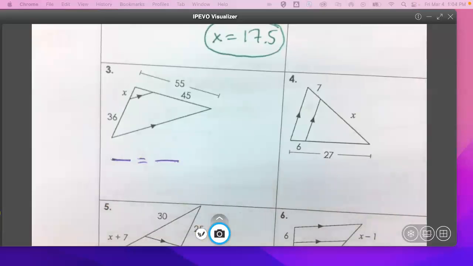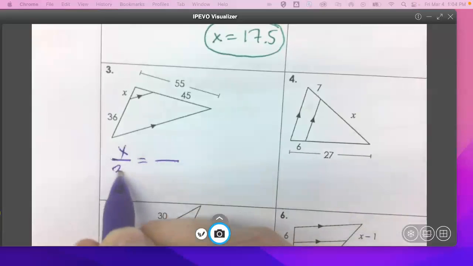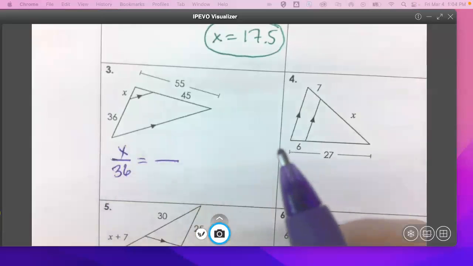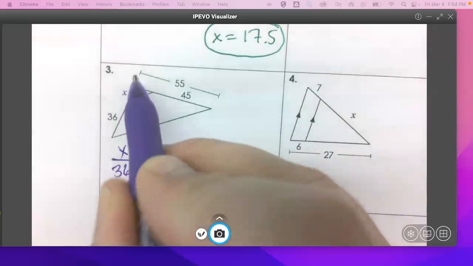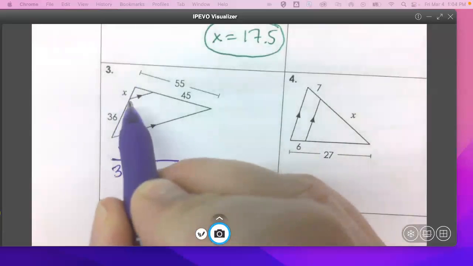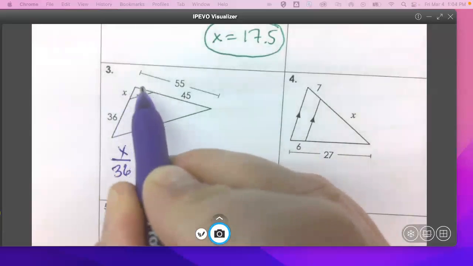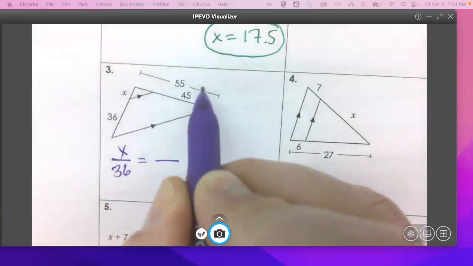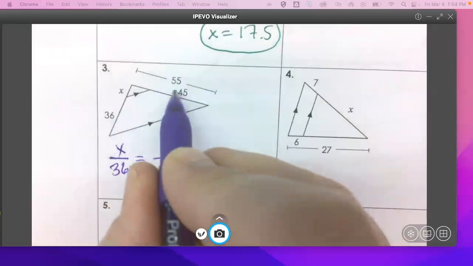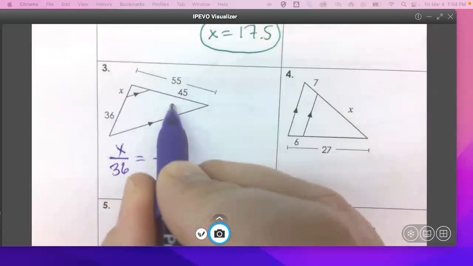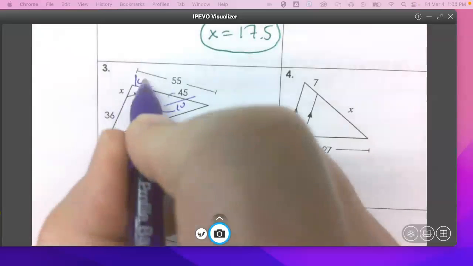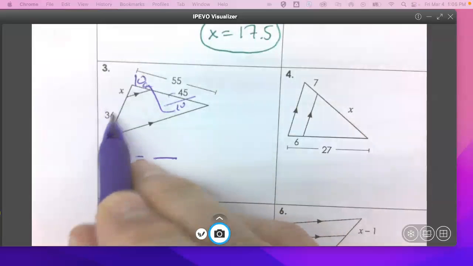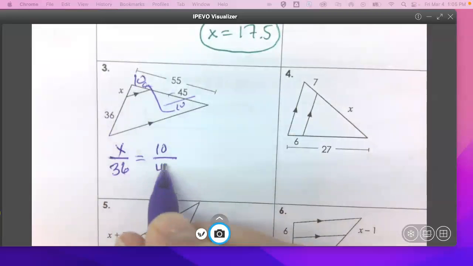Yeah. X is to 36, what, 10 is to 45? Really good. You caught the twist here. Because X is the part formed by this parallel line, my corresponding side on the right has to be this little chunk, not the whole 55. So what I think she did is she said 55 minus 45 is 10, and that's what I know this length is. So she said x is to 36 as 10 is to 45.